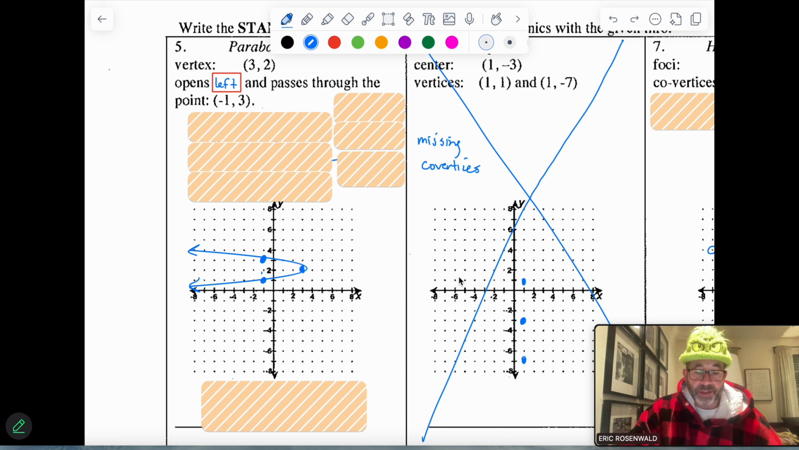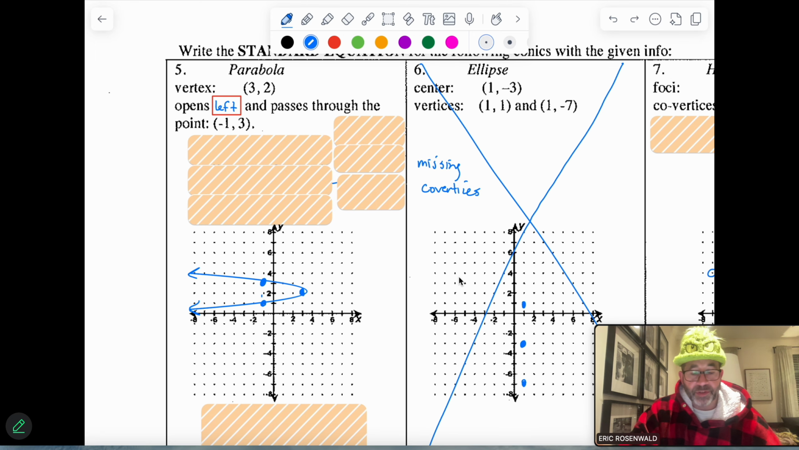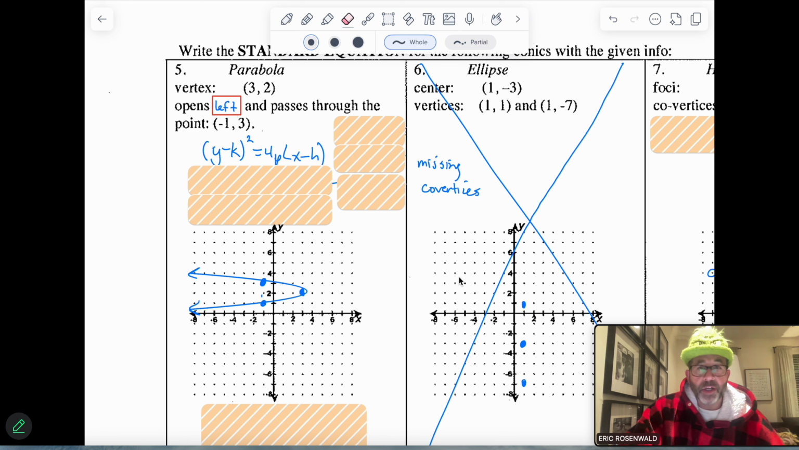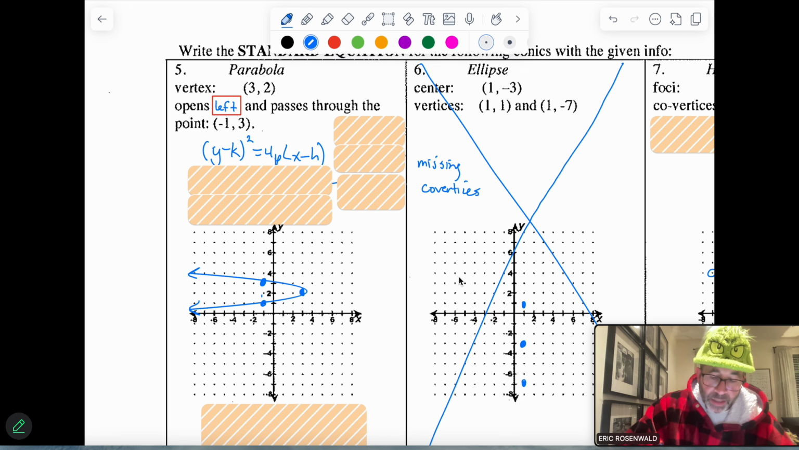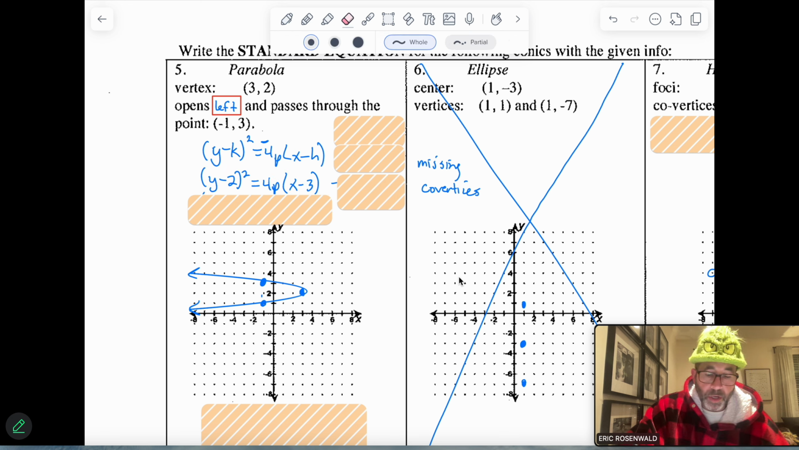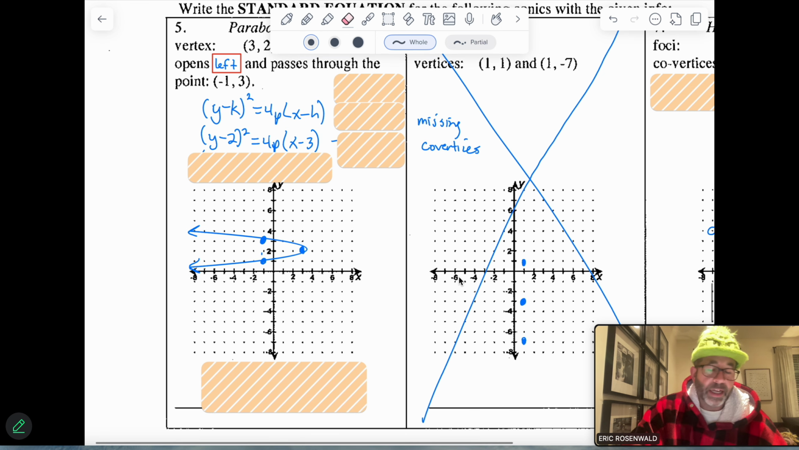So if the vertex is at 3, 2, and it opens to the left, it's going to pass through the point -1, 3. We go ahead and use our equation because it's opening to the left. It's going to be y minus k equals, and then this should be like a -4p right here, x minus h. Okay, we'll go ahead and put in and solve for all of our values that are given to us here. It's going to end up being a negative, but you'll see why in a second here.